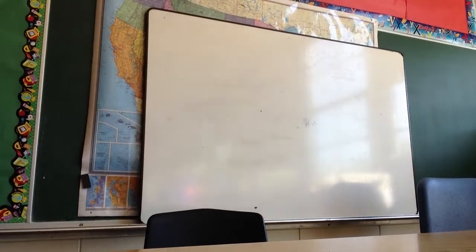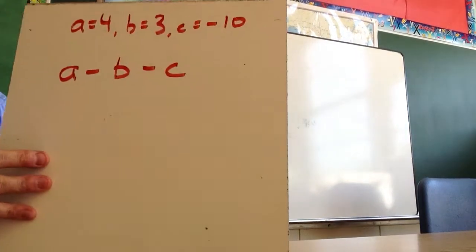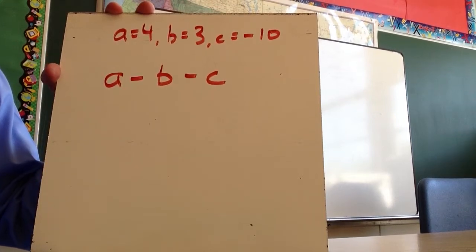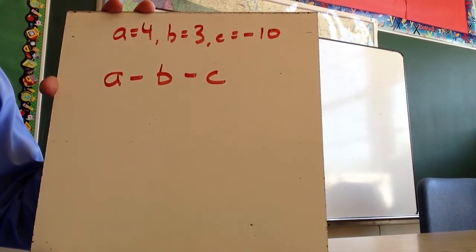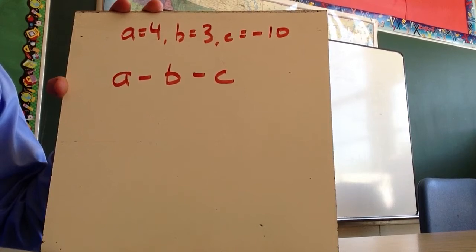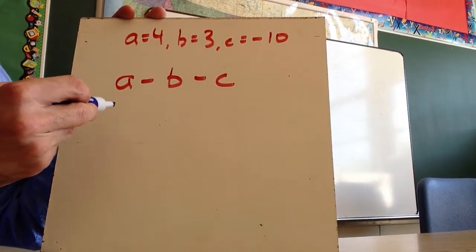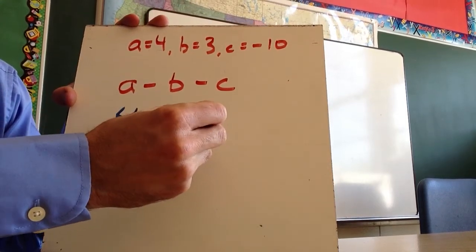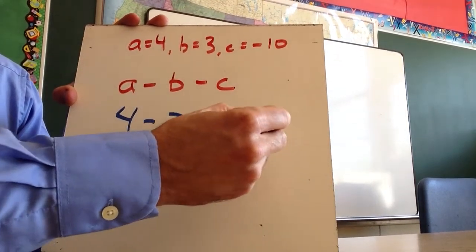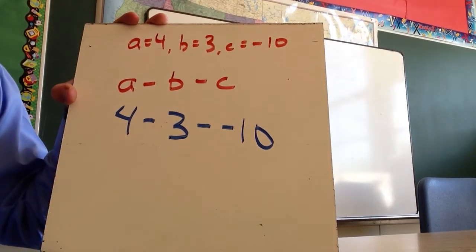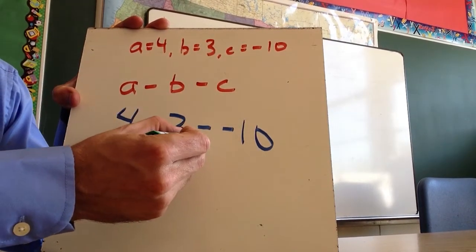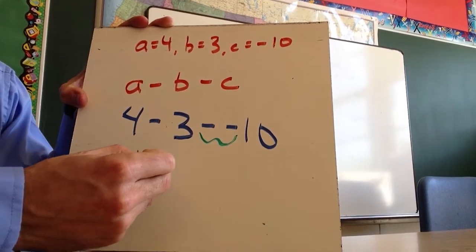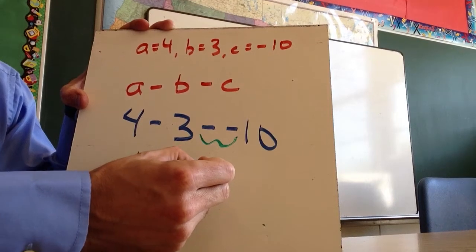All right, so now let's turn it into algebra. If A equals 4, B equals 3, and C equals negative 10, what is A minus B minus C? Okay, now keep in mind this is where order of operation is going to come into play. A is 4, minus B is 3, minus C is negative 10. So what I want to do next is make sure that I change these two into a plus. So this is going to become 4 minus 3, and this is going to become plus 10.